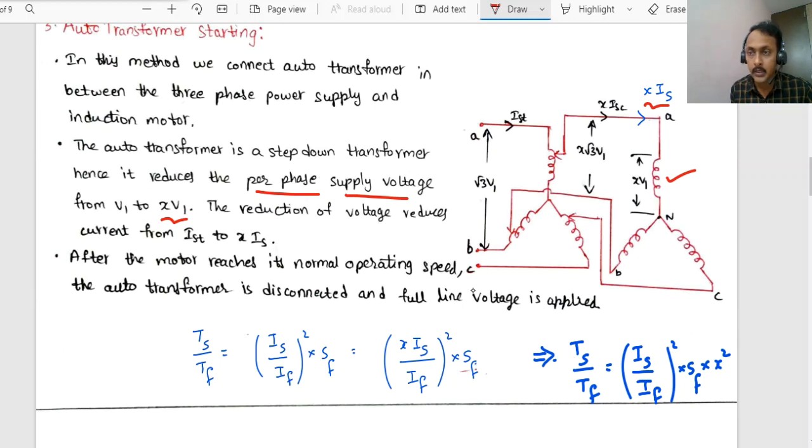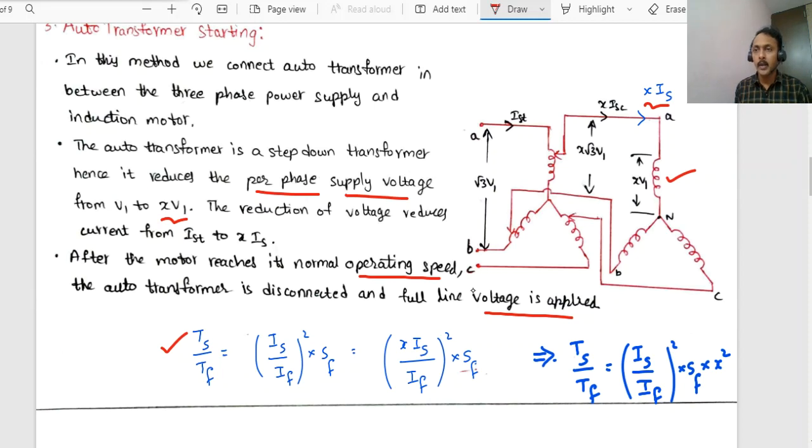It will not stay like that forever. After the motor reaches its normal operating speed, or its rated speed, the auto transformer will slowly be disconnected and the full line voltage will be applied. The auto transformer has a variable knob, and slowly we bring it down to its normal value, the zero position. Like this we can control the induction motor.